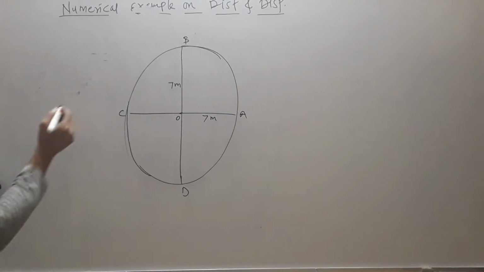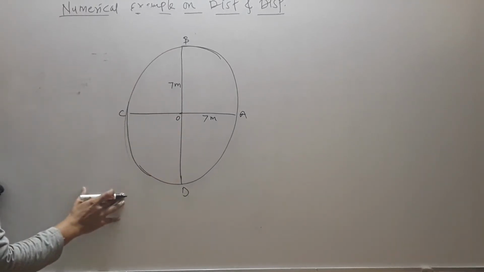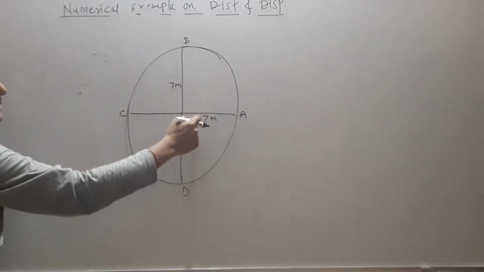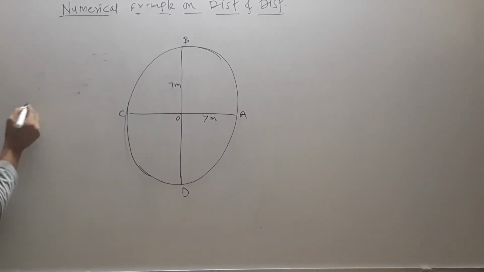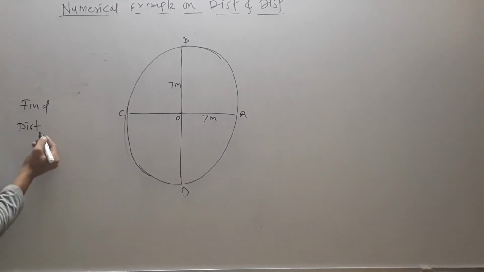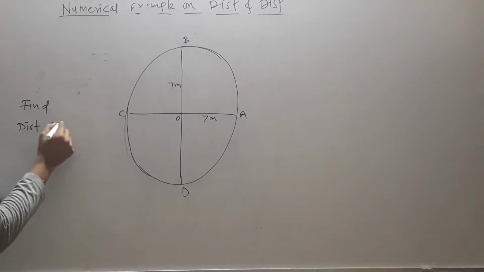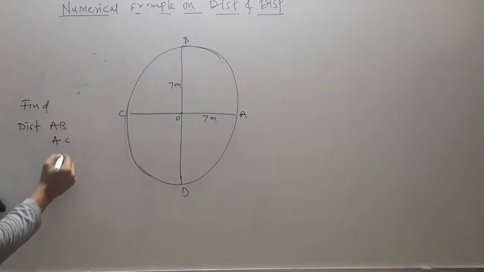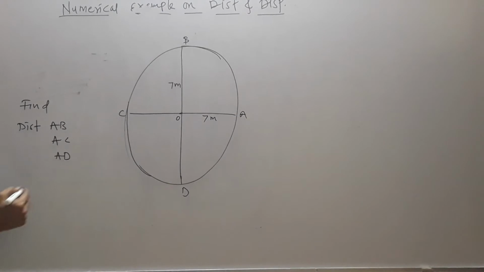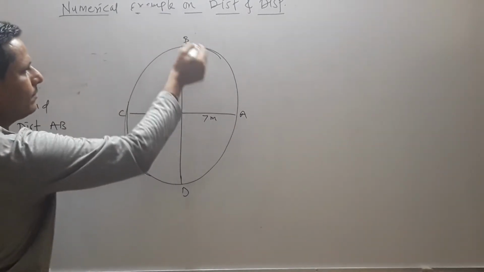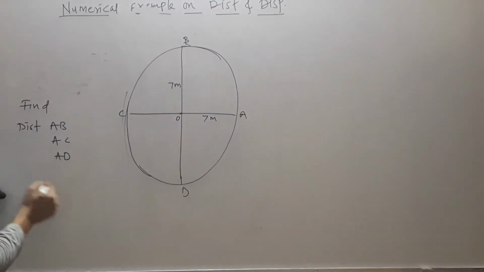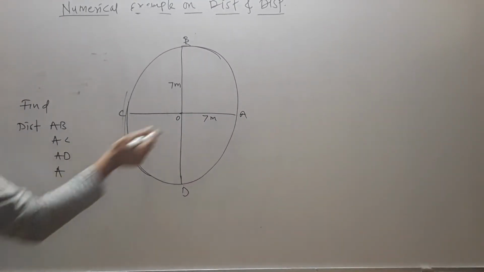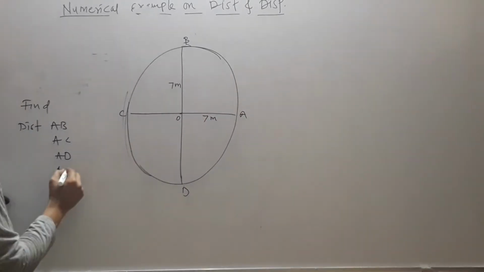Here the example is like that, they have given this figure, the circle, the round track, where they have given radius as 7 meter, and they are asking to calculate or find the distance AB, AC, AD. The distance AB, the distance AC, the distance AD, and the whole journey means the total circle, A to A.